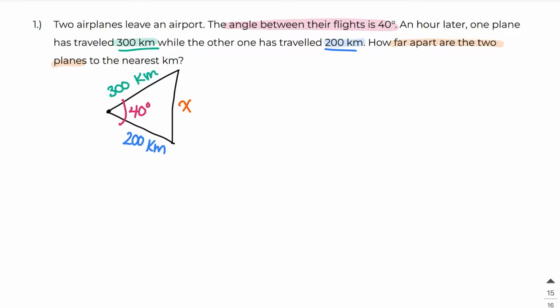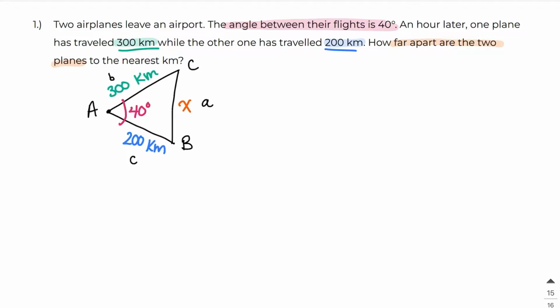And if you notice right here, the information that's given to us is 2 sides with the included angle. Okay, so every time we have 2 sides with the included angle, we're going to use the cosine law. So I'm going to call this angle A, which means that this is side A. I'll call this B, which means that this is side B. And then I'll call this C, which is side C over here. So we want to solve for side A.